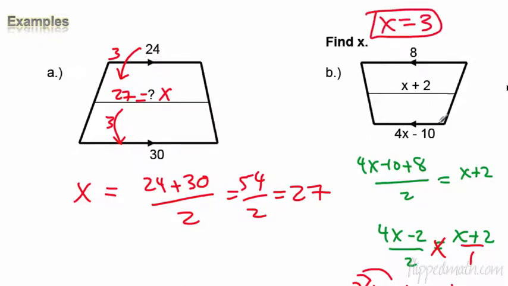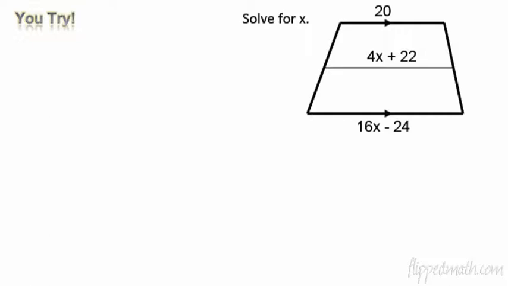So we draw it there. If x equals 3, then 3 plus 2, this mid-segment is going to be 5. If x equals 3, then 4 times 3 is 12, minus 10 is 2. Is 5 directly in the middle of 2 and 8? Yes, it is. That's what the mid-segment is. Easy enough. Let's have you try one. Pause the video and try this one all by yourself.